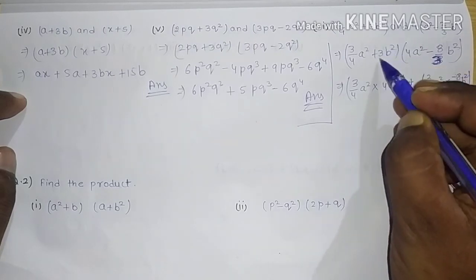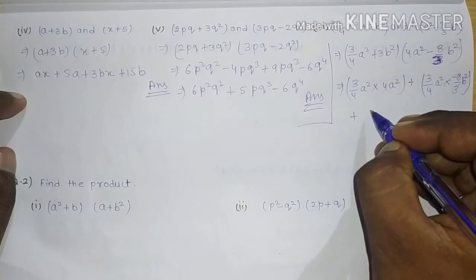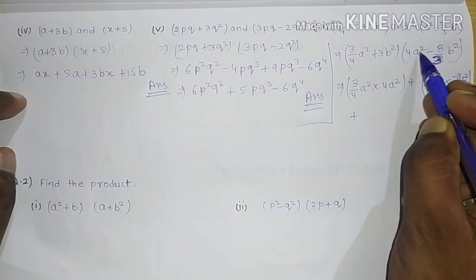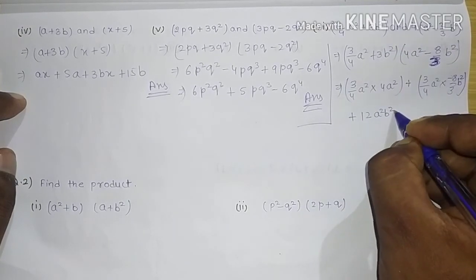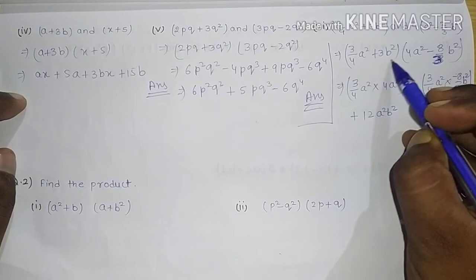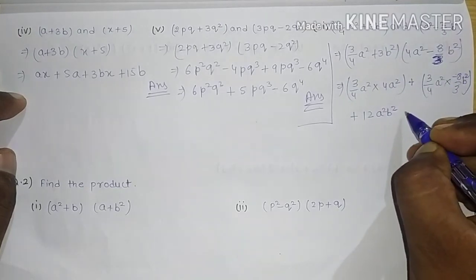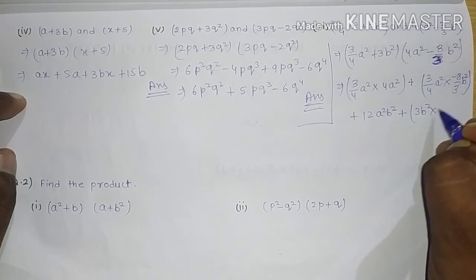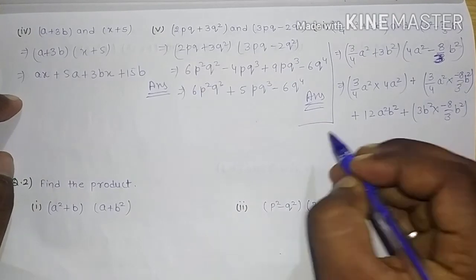Now 3b² is multiplied into 4a². So directly we can multiply 3 4s are 12 b² a², so here we can write 12a²b². Now 3b² is multiplied into minus 8/3 b², so plus 3b² is multiplied into minus 8/3 b².